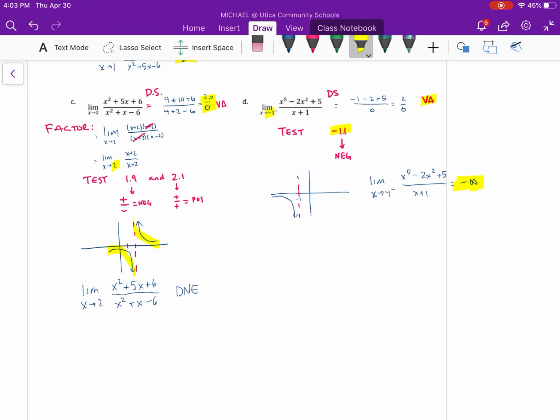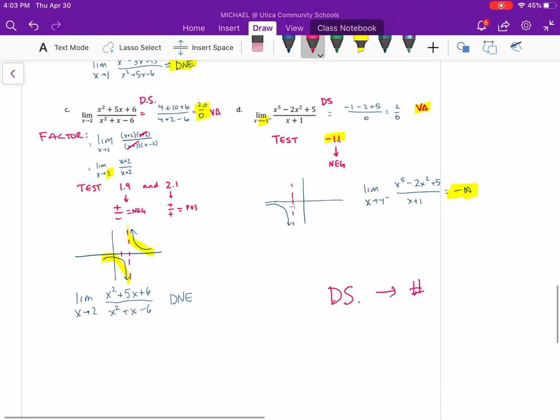Just as a recap, if I can use direct substitution and that gives me a number, then that is my answer. If I use direct substitution and I get 0 divided by 0, that means that there's a hole. I probably need to factor to remove the hole and then try direct substitution again. And if I use direct substitution and I get a number divided by 0, that to me means vertical asymptote, and I have to test on each side of wherever I'm taking a limit and decide if it's going to positive or negative infinity.